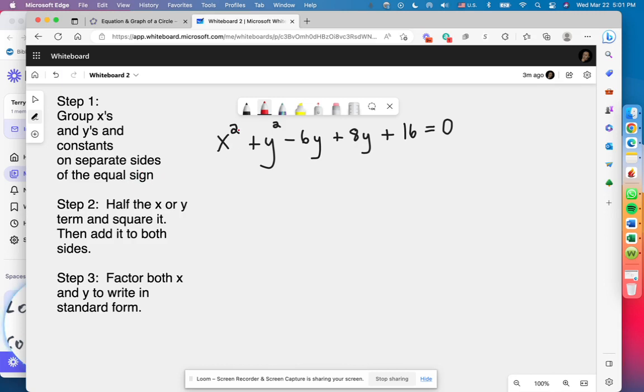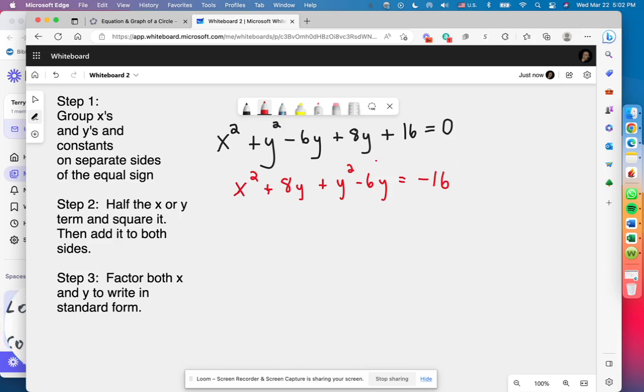What I'm referring to, notice I have x squared, I have 8y. I want to write that together, and I always put the x's first. This just makes it neat. x² + 8y. My y's I'm going to put together: plus y² - 6y, and this 16 is positive on the left. I want to move it to the right side of my equation. So it's going to become equals, and I'll make this negative 16. Okay, so far so good. Great. All right, next.